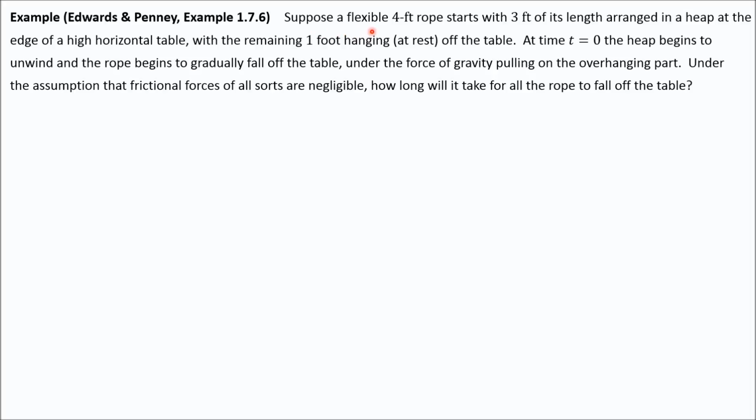So suppose we take a 4-foot rope with 3 feet of it arranged like in a heap at the edge of a table, and then the last 1 foot is hanging off the table. And then suppose at time 0 the heap begins to unwind and the rope starts to fall off the table because gravity is pulling it down. We'll assume frictional forces are negligible and figure out how long it takes the rope to fall off the table.